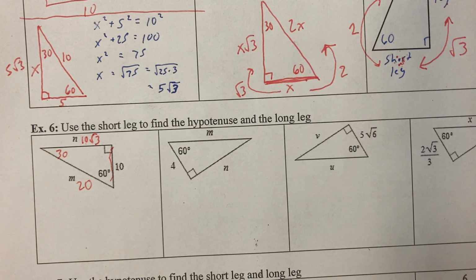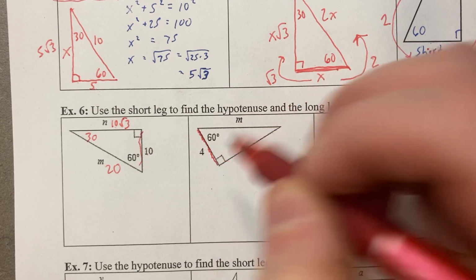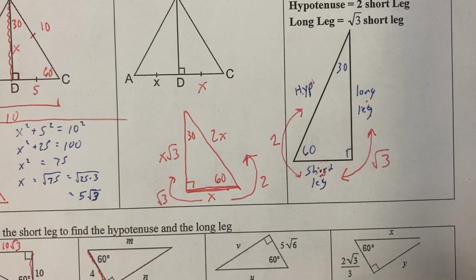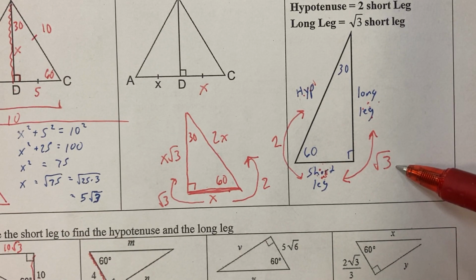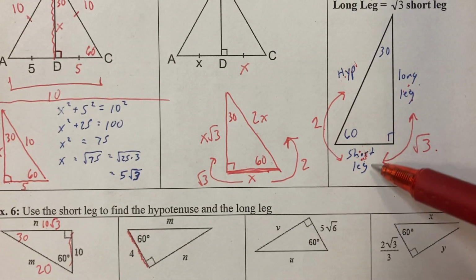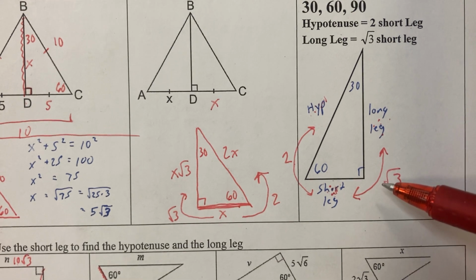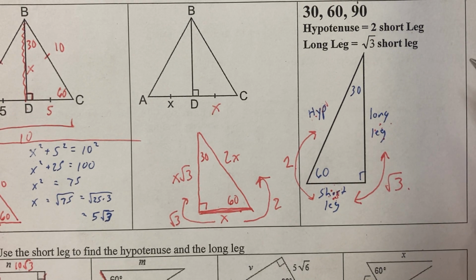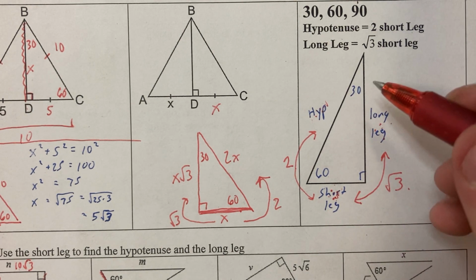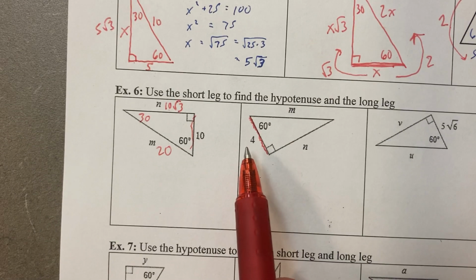Okay, let's do some more. It's all about that short leg, isn't it? Everything's based off the short leg. The long leg is root 3 times the short leg. The hypotenuse is just 2 times the short leg. And there's a little bit of a rhyme there. Hypotenuse times 2. Okay, we have the short leg.